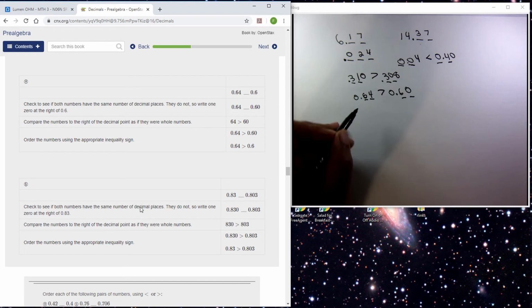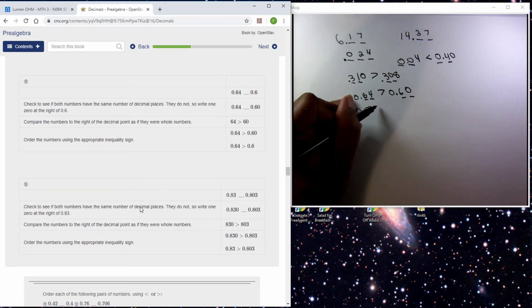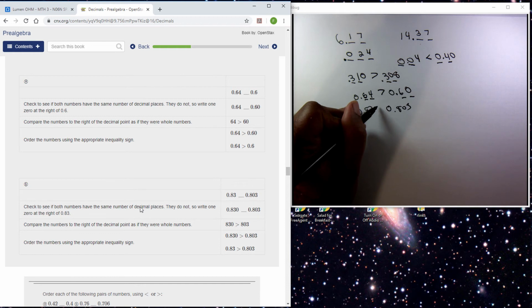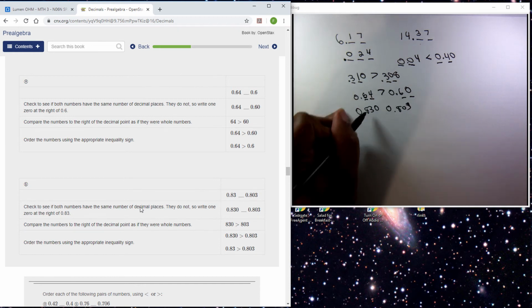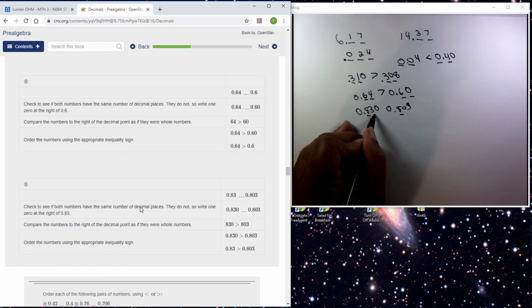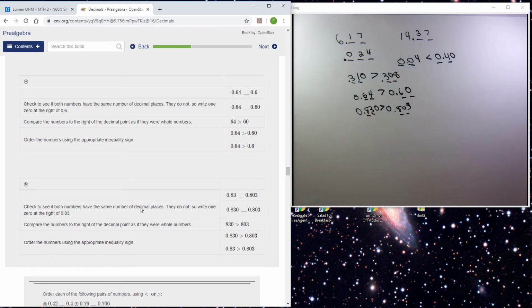And the next one they have here is 0.83 and 0.803. So I add a 0 so they go to the same place. So I'm comparing. The tenths place, they're the same. Then I compare the hundredths place, and they're not the same. This one's larger. So that's how that goes.